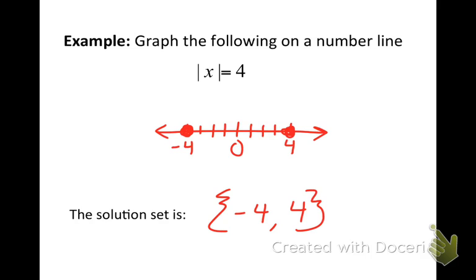Jenna, question? So it's like with the absolute value of x equaling something, like if it were to be 29, would it be -29 and 29? Yes. Good question. So it doesn't matter what that number is. It's going to be both the negative and the positive of it.